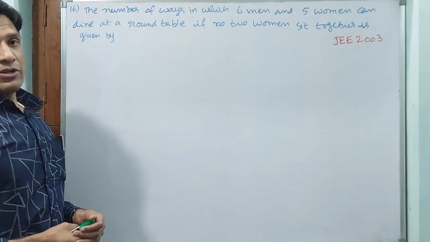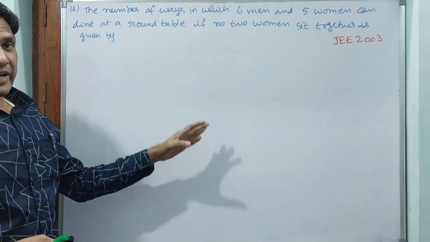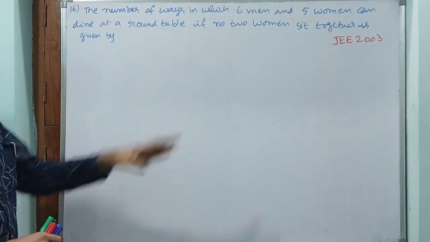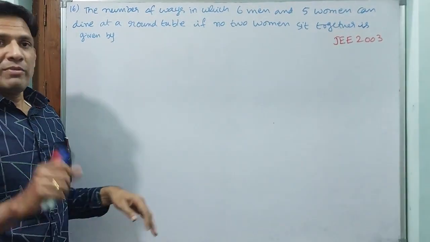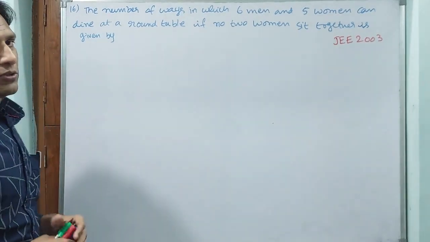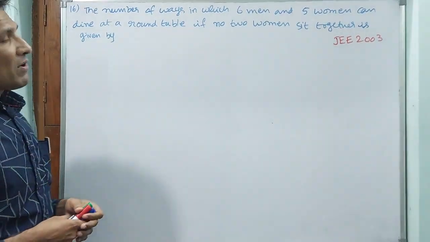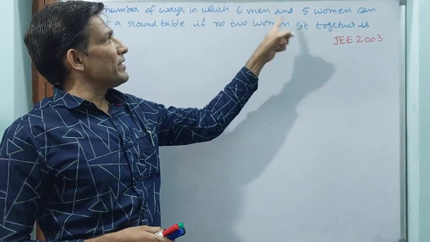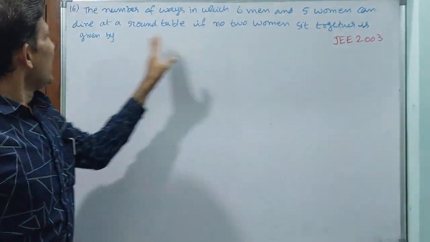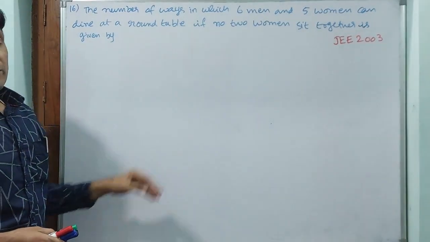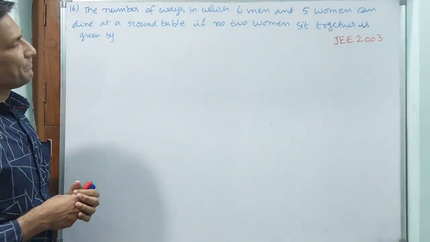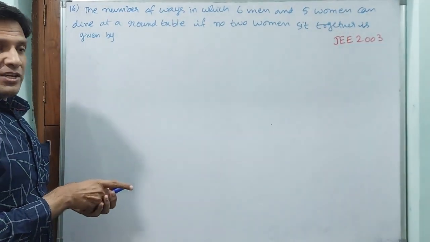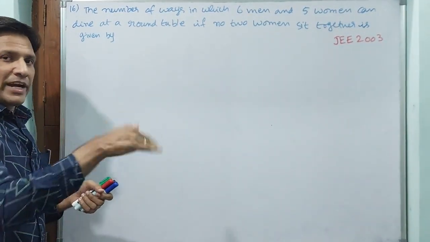Okay, see question number 16. Same as the earlier question only, but here the numbers have been changed. Okay, you will get experience. That also is a JE question, meaning you will understand how JE also asks questions like this. Okay. See, the number of ways in which 6 men and 5 women, both different, can dine at a round table. That means dining, they are taking food. If no two women sit together, that means women should not sit side by side.